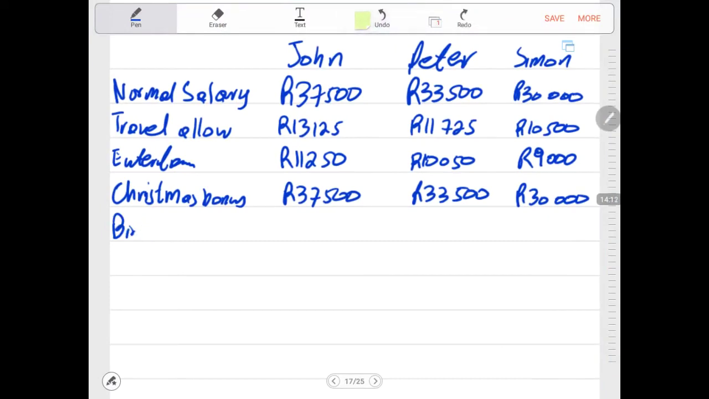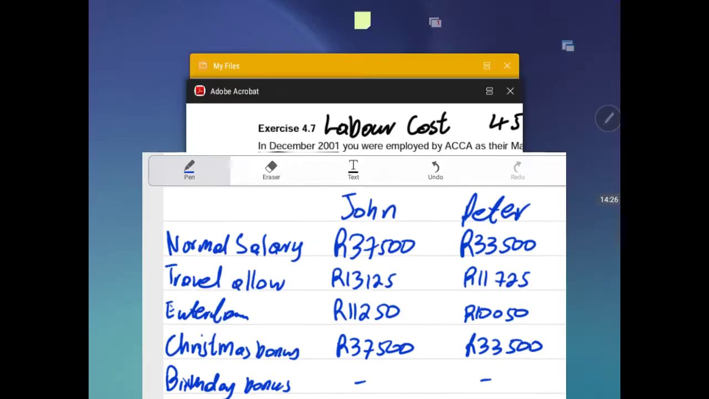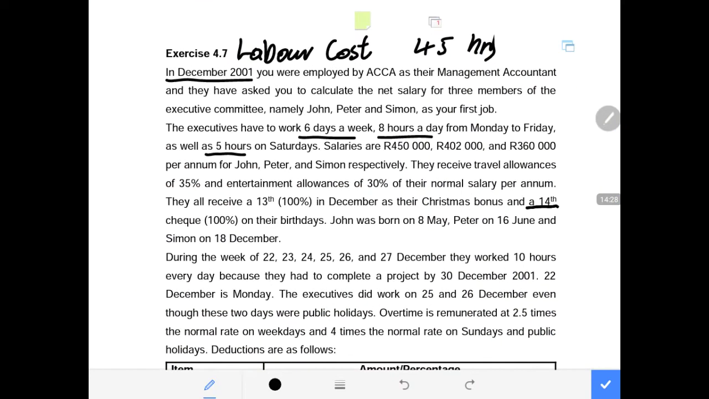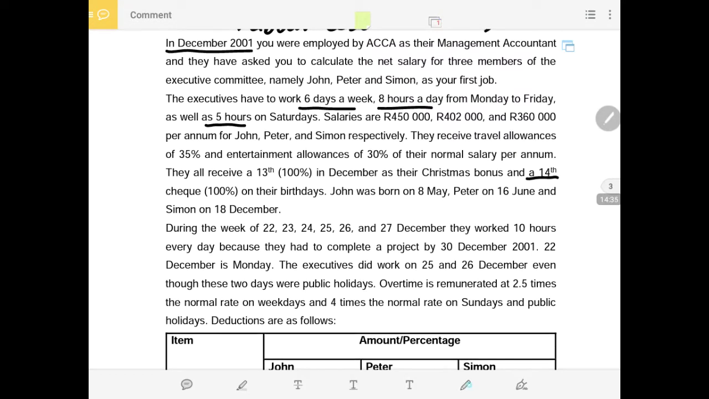Birthday bonus. Nothing for this one, nothing for this one. 30,000 for Simon. He is really enjoying a lump sum of money in December. This is his month. So we have accounted for that. Then now we read further in the last paragraph.